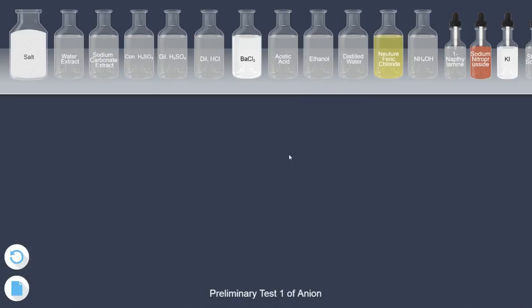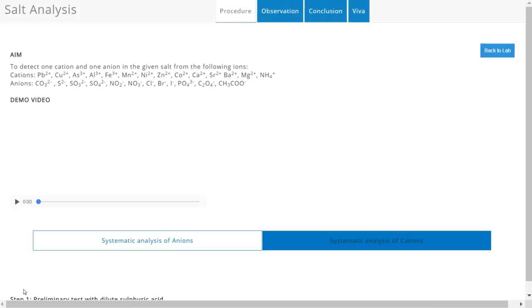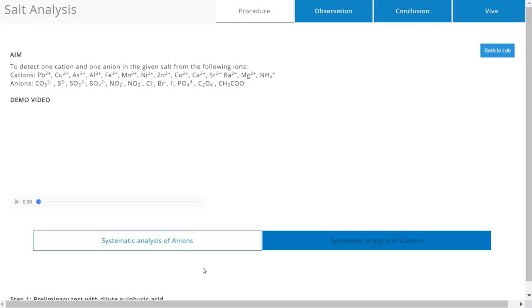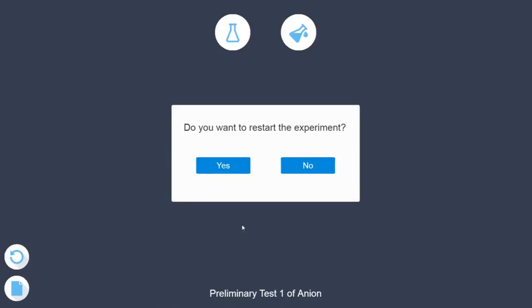Click on Workspace to hide the rack. Click here to view the experiment details. Click here to view the procedure to detect anion and cation. Click here to reset the whole experiment.